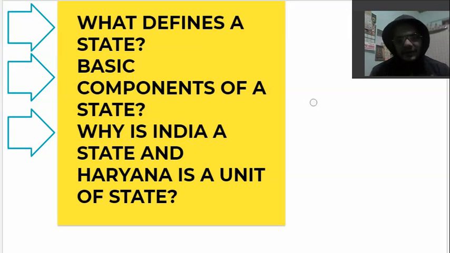So you may have heard that Haryana is a state and Punjab is a state, but they are not technically states in the language of political science. They're only units of a state. And why that is so, we will learn today.